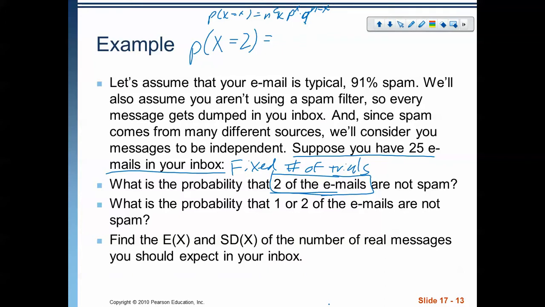Okay, so the n and the x we know. The fixed number of trials is 25. That's our n. We're looking for 2 of them. That's our x. So this is 25 choose 2. Probability of success. What is our probability of success here? Success is being determined by it being not spam. So in this case, since 91% are spam, a success is 0.09. So that's 0.09 to the second power times 0.91 to the 25 minus 2 power.